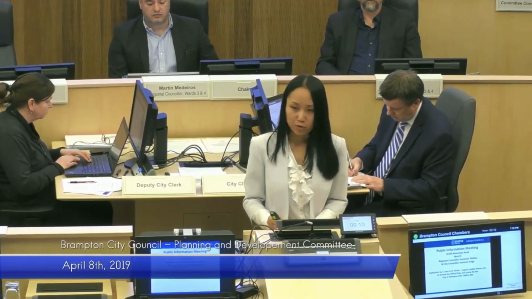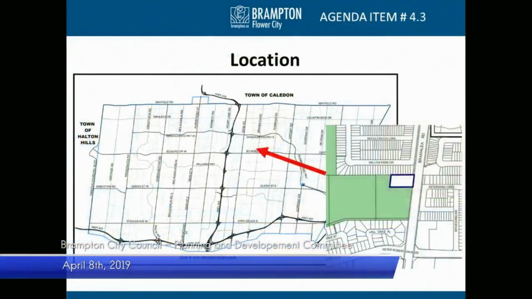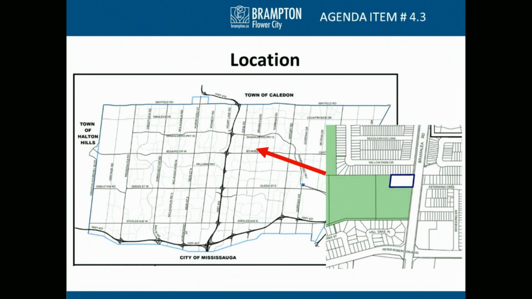Good evening, Mr. Chairman and members of the committee and the public. My name is Ying Xiao. I'm the development planner assigned to process and review this application in support of a townhouse development submitted by GWD Limited. The subject property is located at 10196 Bramley Road, on the west side of Bramley Road, north of Peter Robertson Boulevard. The nearest major intersection is Bramley Road and Bouvier Drive East.